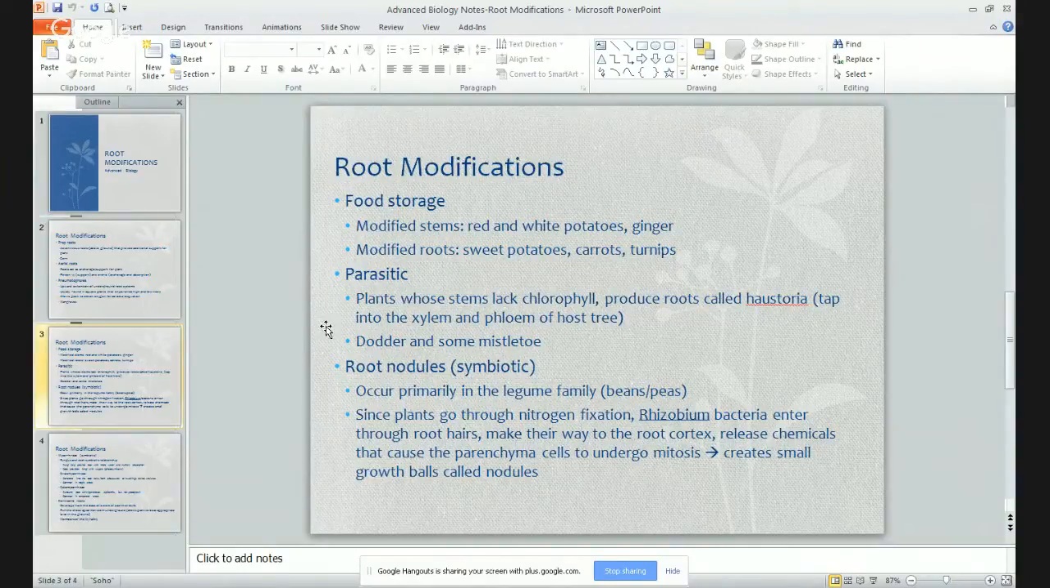So what happens here with these root nodules, there's this bacteria that work in conjunction with these plants. It's called the Rhizobium bacteria. It's underlined because that is the genus.